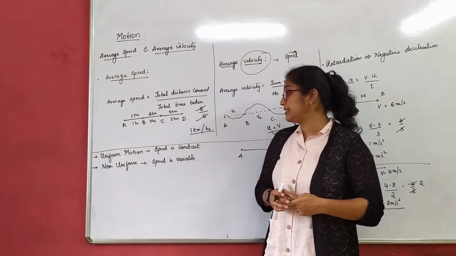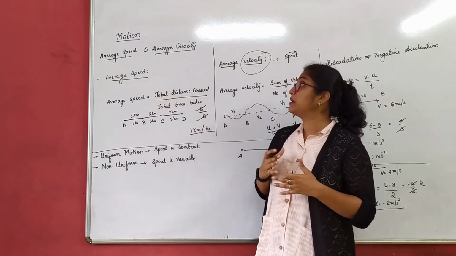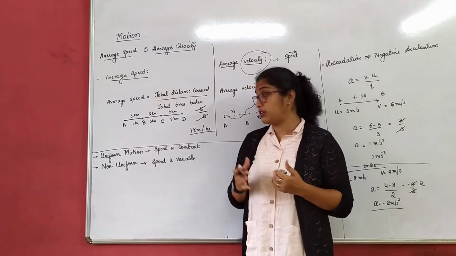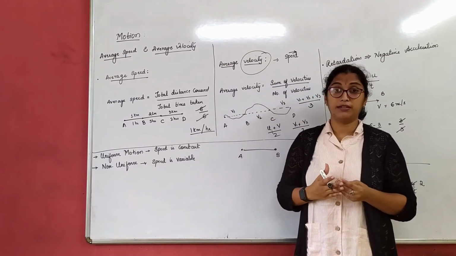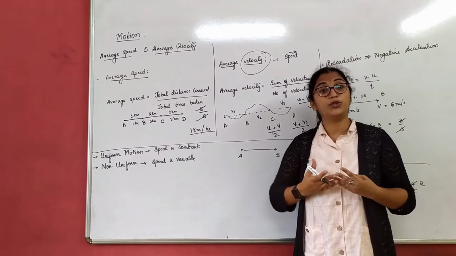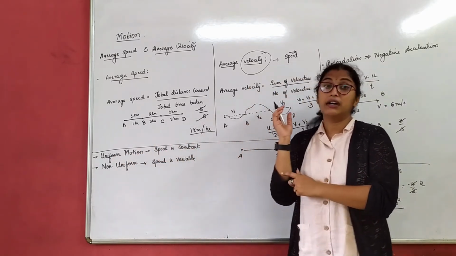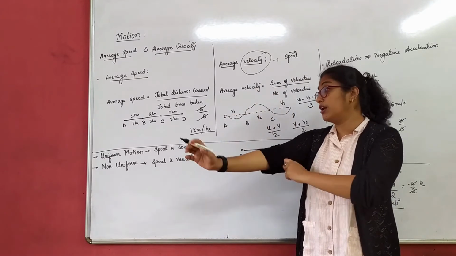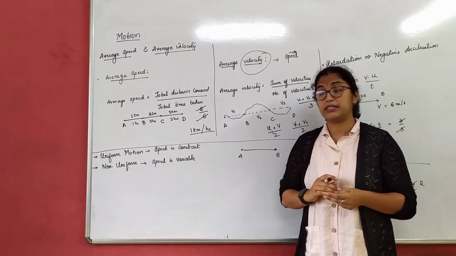Few more concepts, let's understand from the lesson. Now when we talk about average speed and average velocity, we should also know how the motion of an object is. That means how the object is traveling. Is the object traveling in uniform motion or is the object traveling in non-uniform motion? Now what do you mean by this?